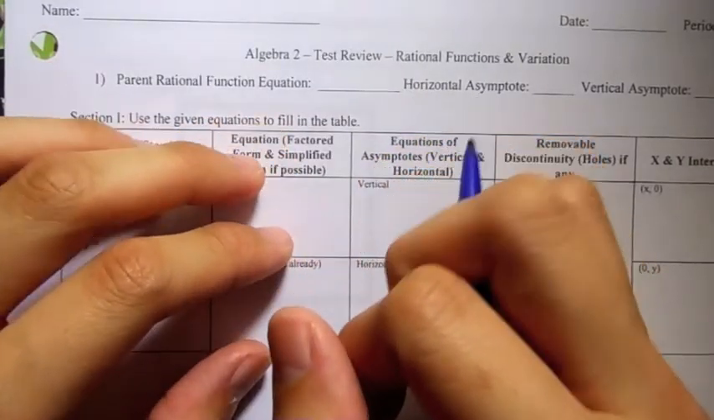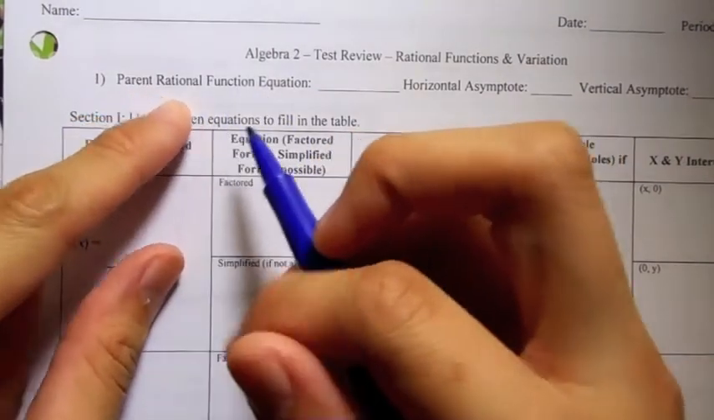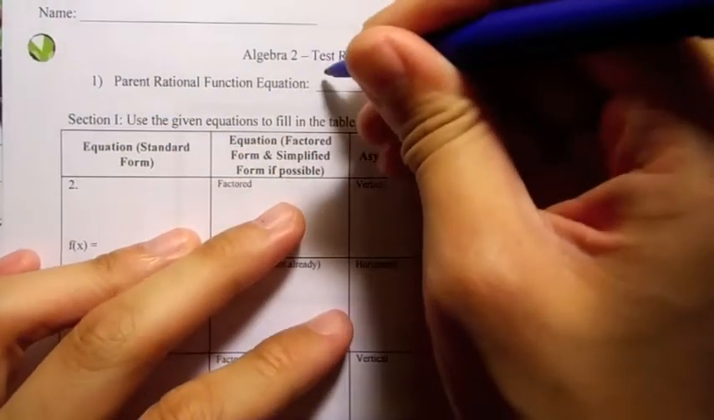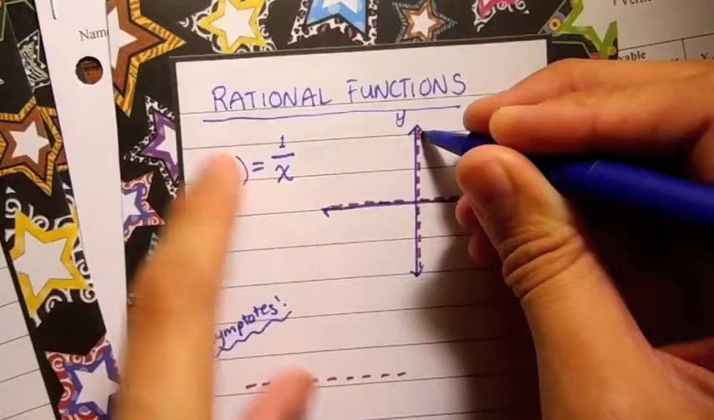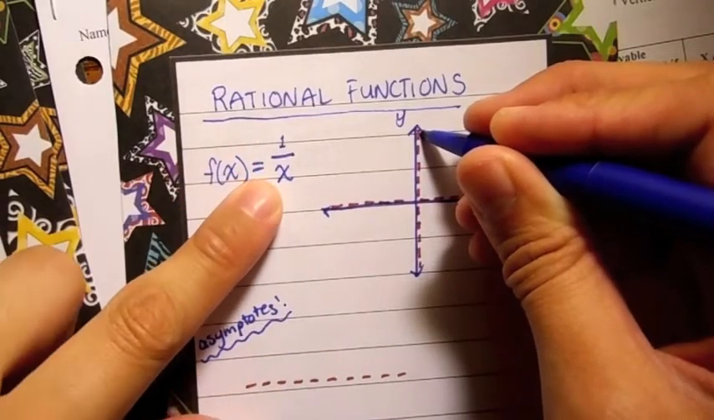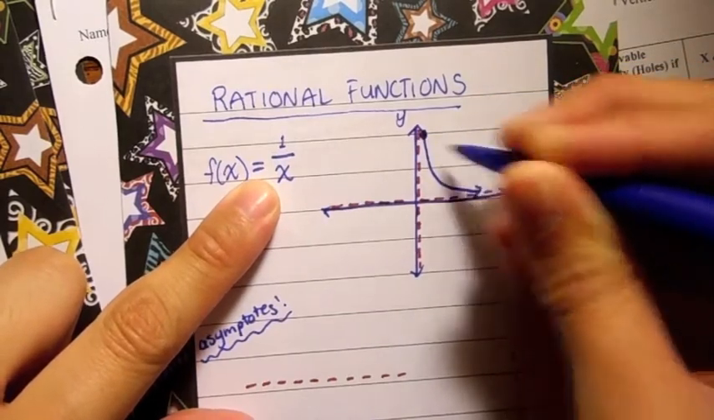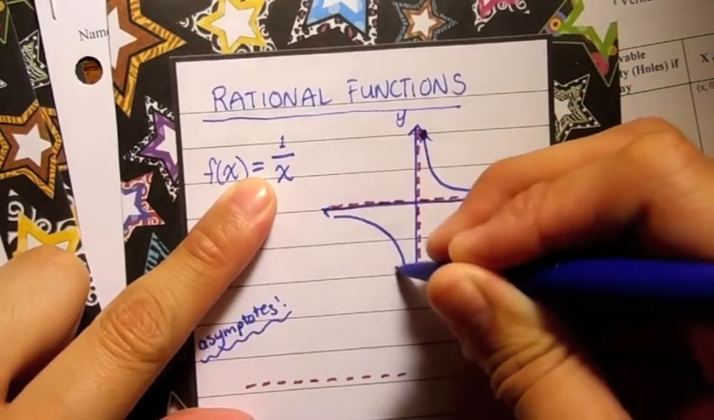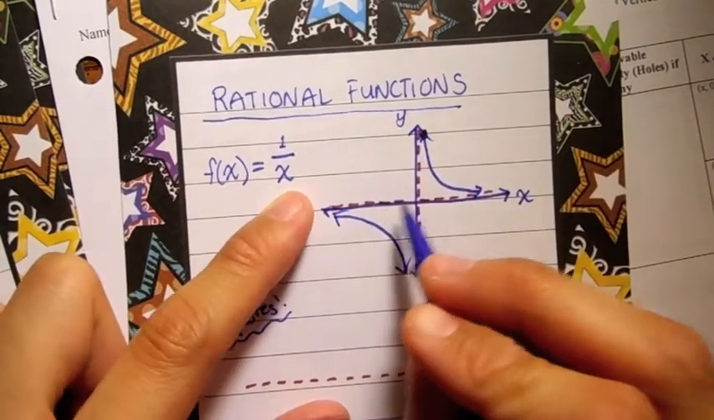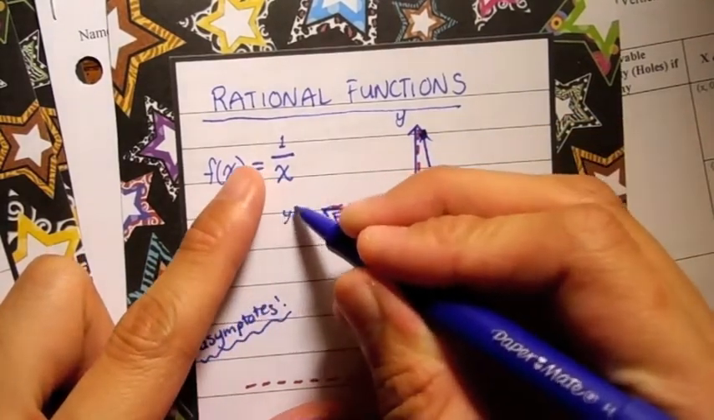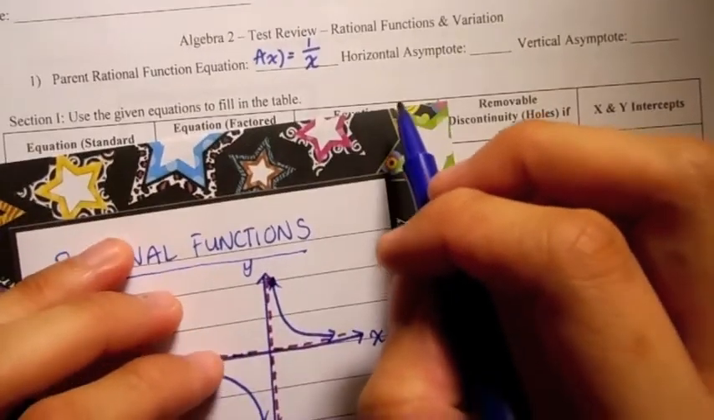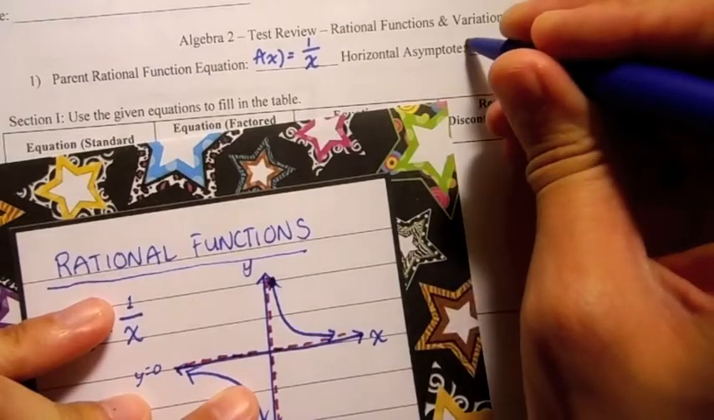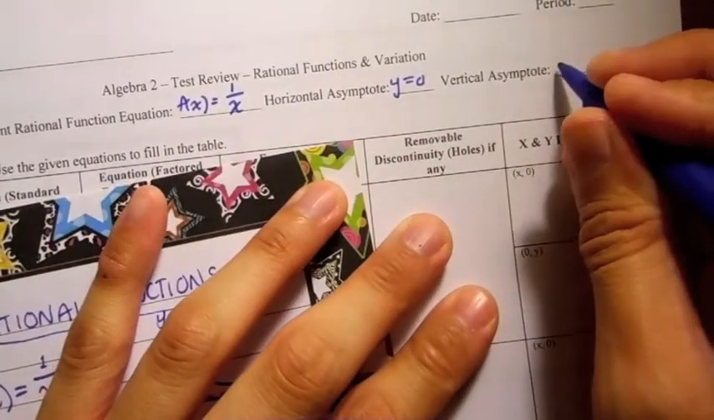Fine. So our whole unit on rational functions is dealing with the transformation of the rational parent function, which we knew to be f of x is equal to 1 over x. Rational means it's a ratio, it's a fraction. So our parent function looks something like this, where we have a horizontal asymptote at y equals 0 and a vertical asymptote at x is equal to 0. Horizontal asymptote is y equals 0 and our vertical asymptote is x equals 0.